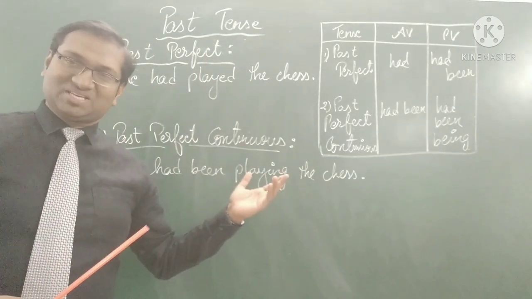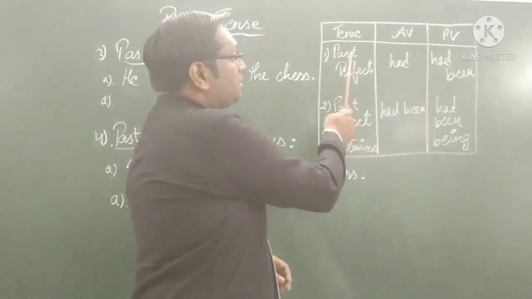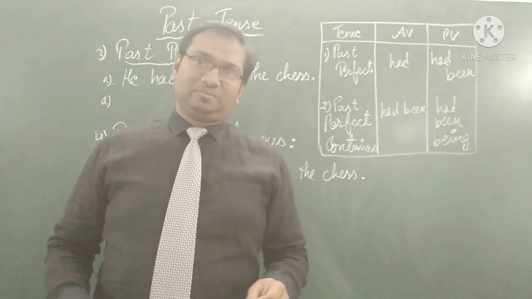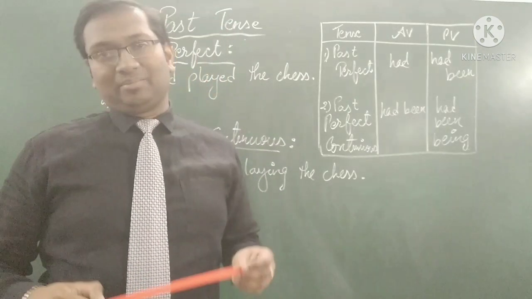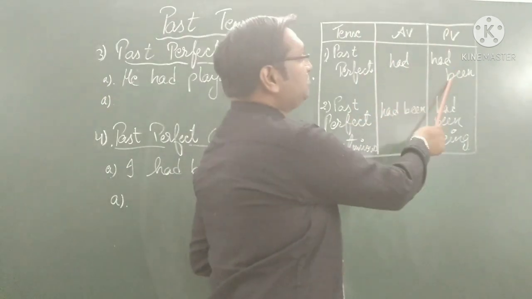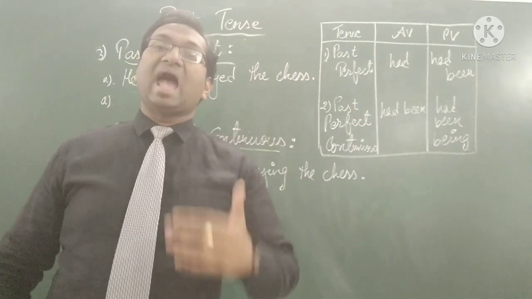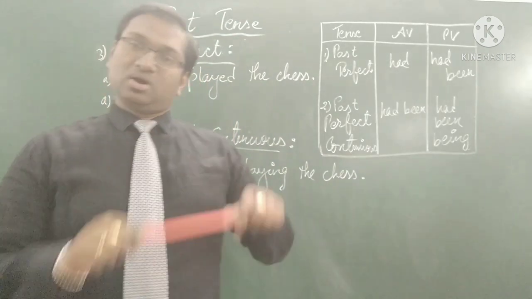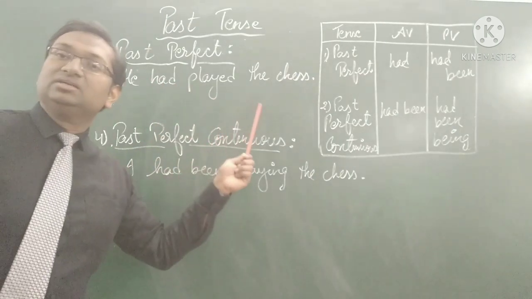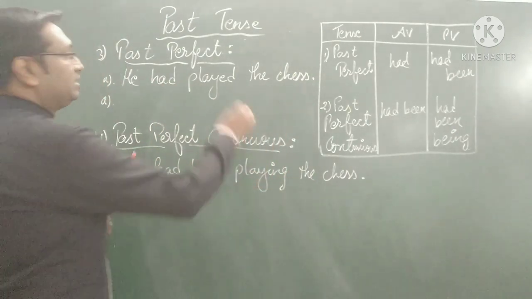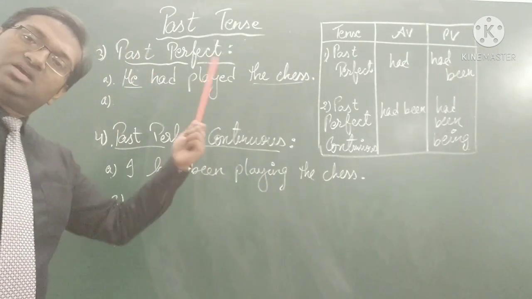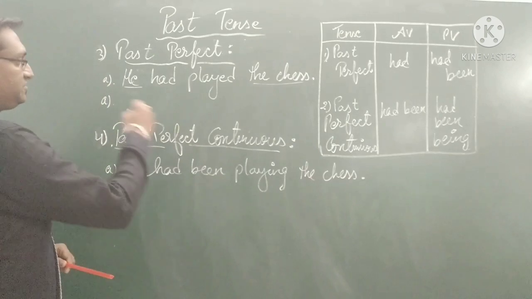Now, third is past perfect. Before starting past perfect, let's see the chart. Past perfect. In active voice, we always use had. Only and only had, because it is past. So while changing from active to passive, we are going to use had been. Now, let's start this. He had played the chess. Over here again, he is the subject and the chess is the object. The object will become your passive subject.